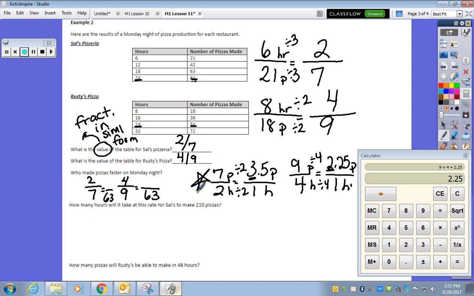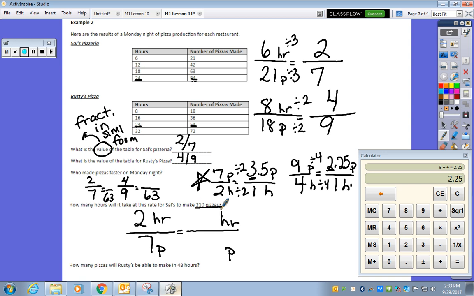So now if we look at how many hours it will take at this rate for Sal's to make 210 pizzas, we can go up and use Sal's value. So we have 2 hours, 7 pizzas. And again, it really does not matter if we have the pizzas on top or the hours on top, as long as whatever is across from it is the same. So here I flip-flop those numbers. It really doesn't matter as long as hours are across from hours and pizzas are across from pizzas.